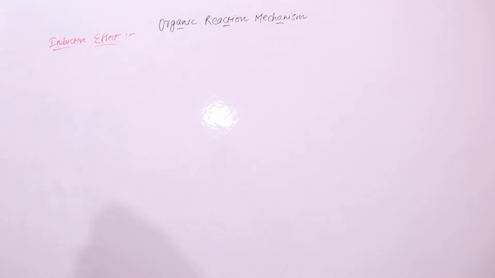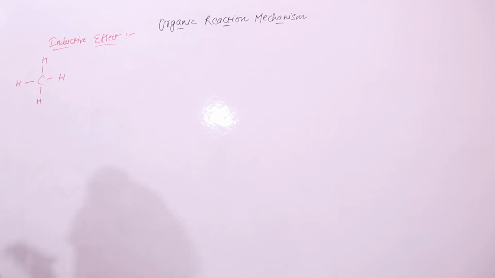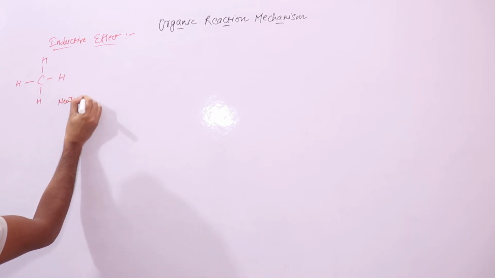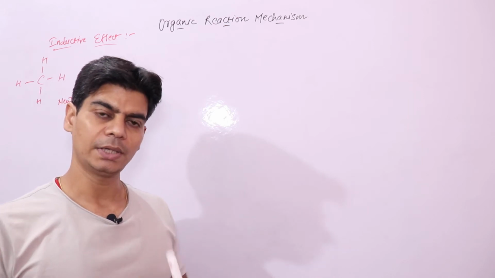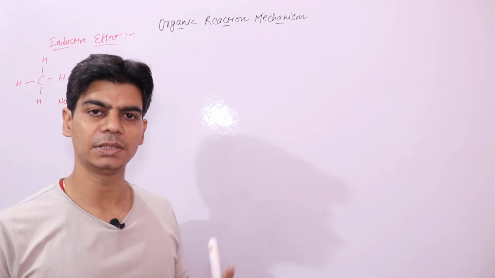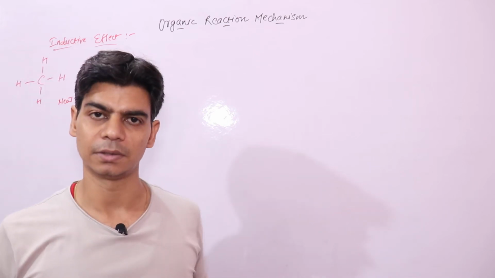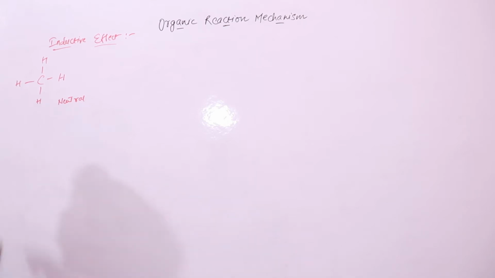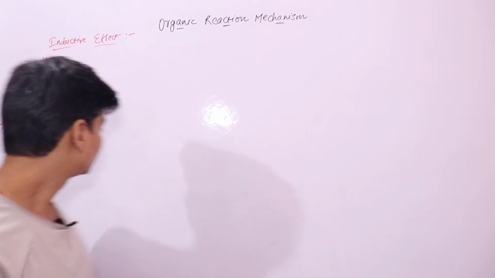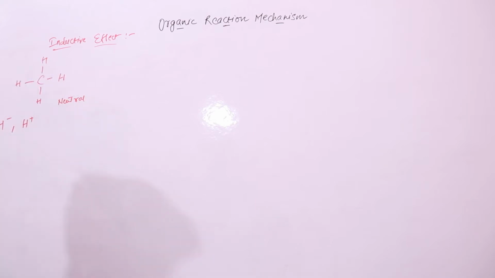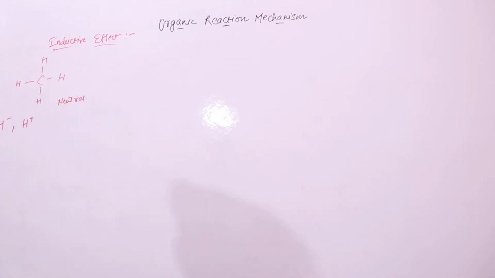So inductive effect, let's understand it first. Suppose this is your methane group, this is your neutral molecule. Now for methane molecule to undergo a chemical reaction, or to be attacked by a reagent, because a chemical reaction will occur only when this molecule is attacked by a reagent. Since this molecule is neutral and we know that reagents are charged, positively or negatively charged, these reagents will only attack the organic molecule if it has positive or negative centers.